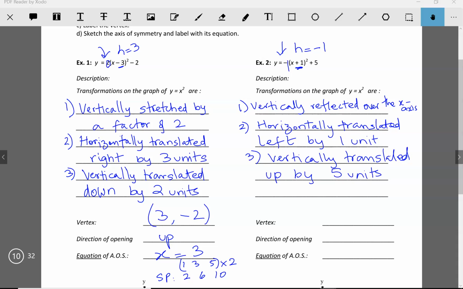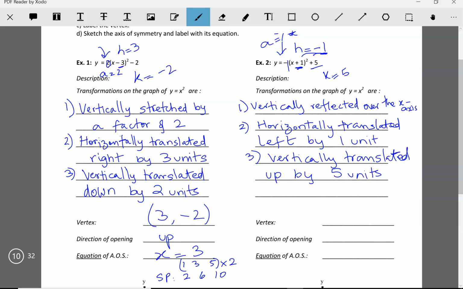Again, horizontally translated left by 1 unit because h is -1, and vertically translated up by 5 units because our k value is +5. One thing you can do is identify what your h value and k value are, so that gives you a better idea of what to write. A equals 1, but there's a -1.